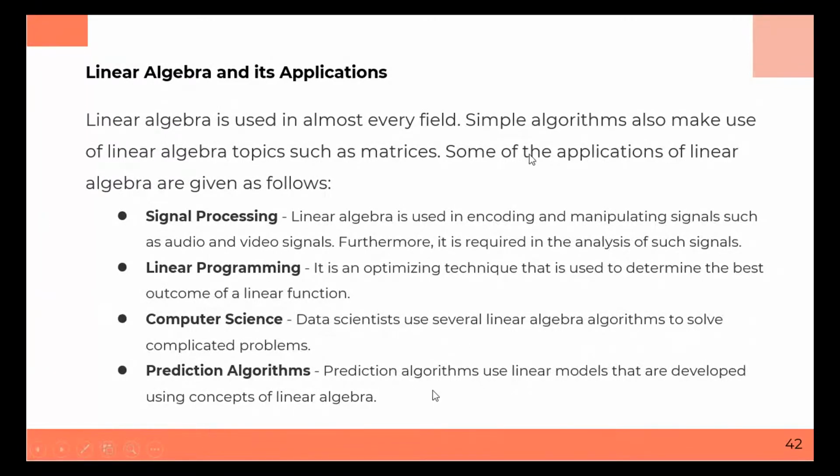Linear programming is an optimizing technique that is used to determine the best outcome of the linear model. Several linear algebra algorithms solve complicated problems, and prediction algorithms use linear models of equations that are developed using the concept of linear algebra. These are the applications of linear algebra, and in detail we will look at the models in the upcoming modules.